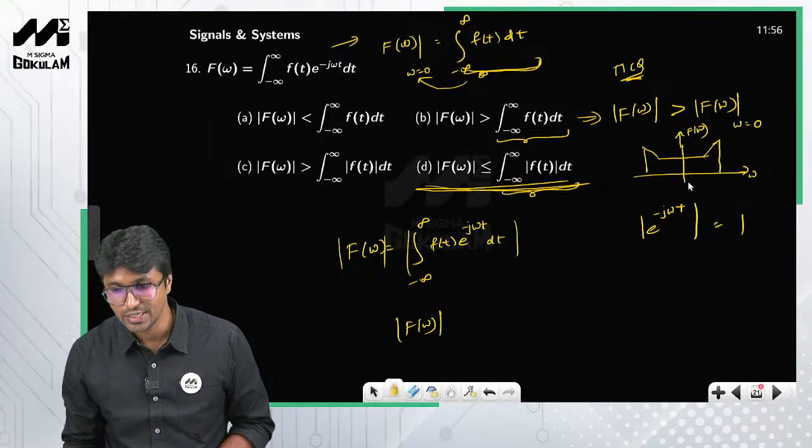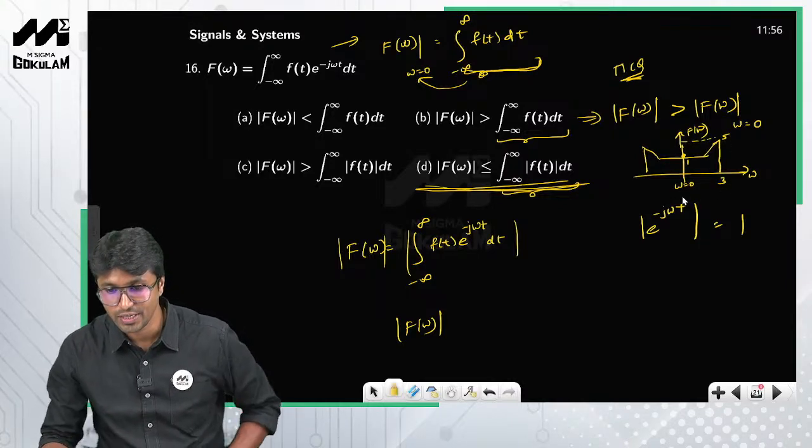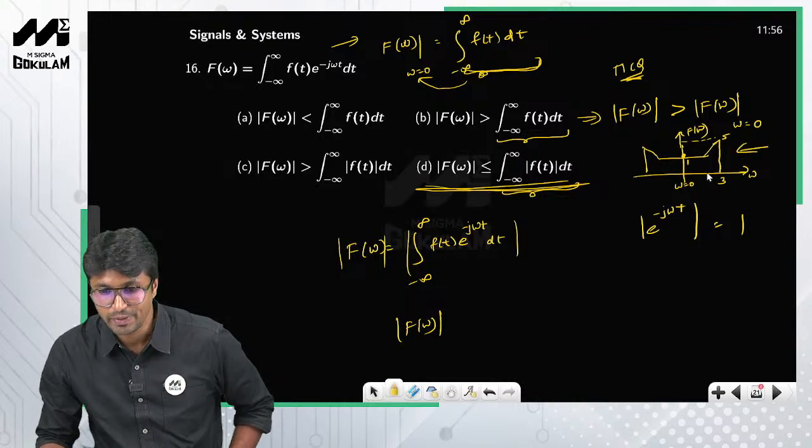So you can clearly see that at omega equal to 0, the amplitude is, say, assume this is 1, and at omega equal to 3, say, you can clearly see that this is 5, right? So therefore you can clearly see that this is a possible spectrum, right?